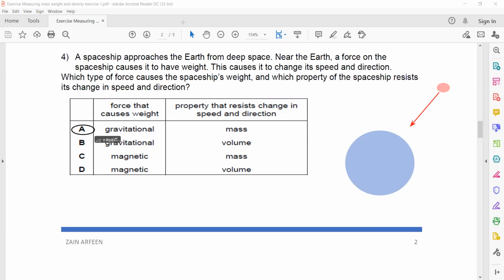So because of the gravitational field, it will have a weight. Gravity will pull, so it will have weight. And why will it resist the change in state? We call that inertia, and inertia depends on the mass. So the greater the mass of an object, the greater the tendency to resist the change in state. So A is the right answer.